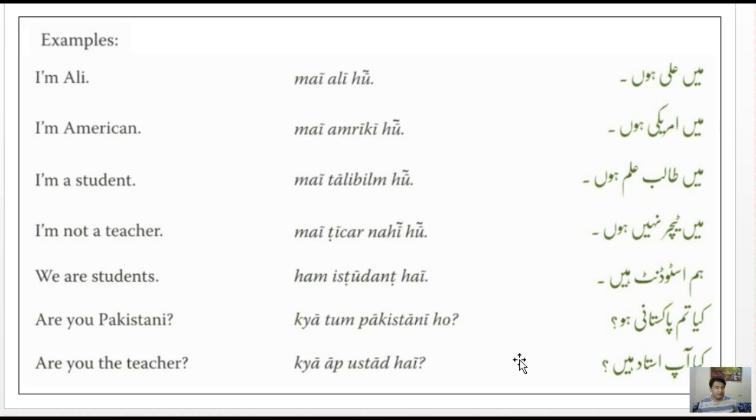मैं Ali हूँ means I am Ali. This हूँ is a variation of the to be form. The to be form is called होना in Urdu, and this is a variation of that. I am American. मैं अमरीकी हूँ. I am a student. मैं तालिब इल्म हूँ.